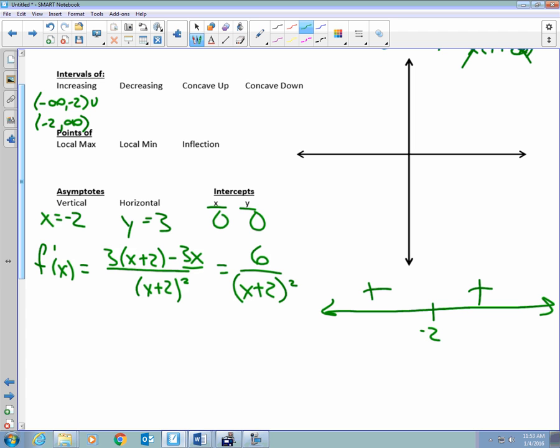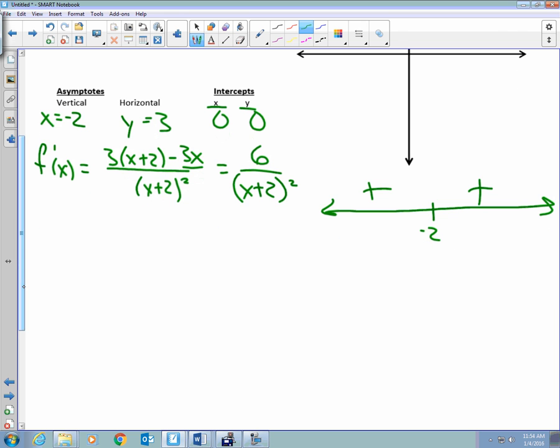I can't include -2. Why can I not include -2? It's an asymptote. It's not actually part of the domain. -2 isn't a value you can plug in. Okay, decreasing. It's never decreasing. The first derivative is never negative.